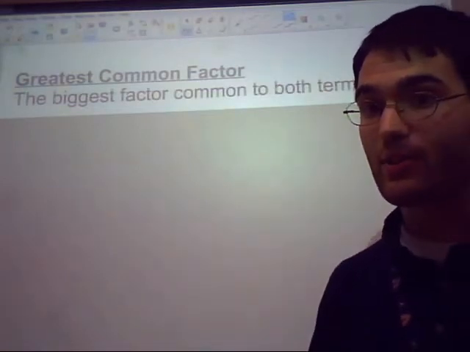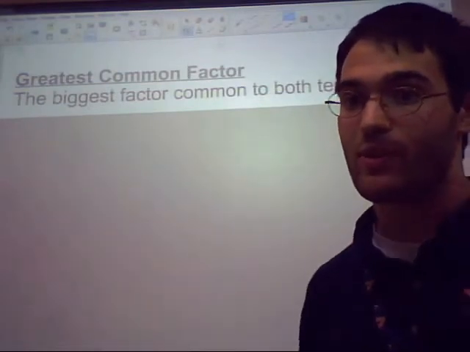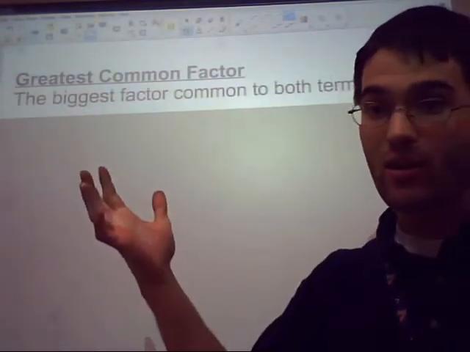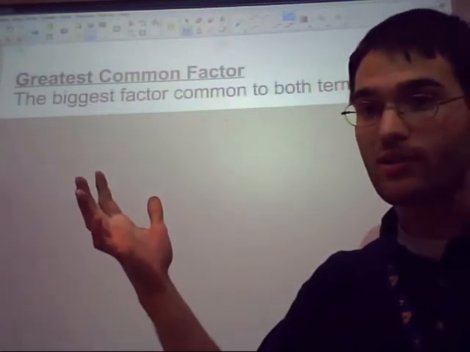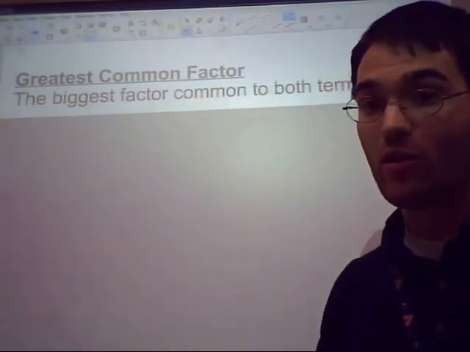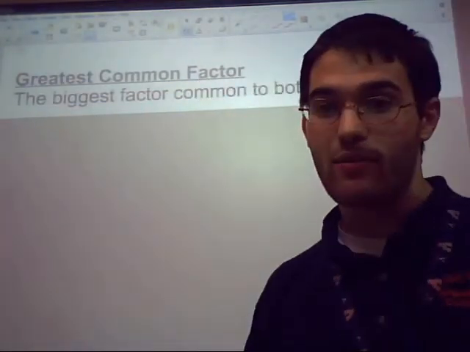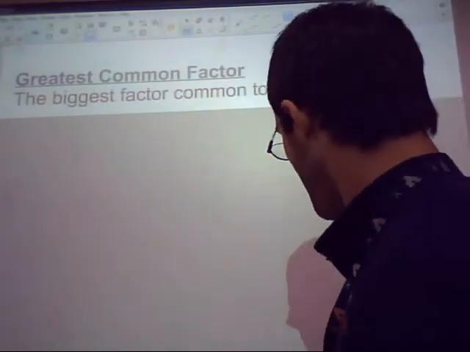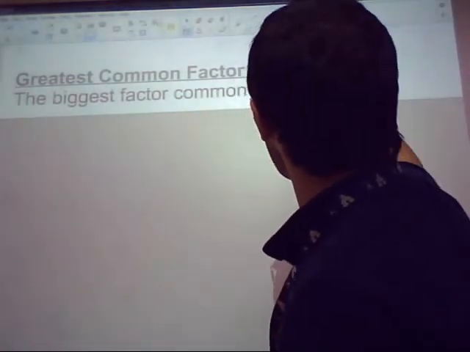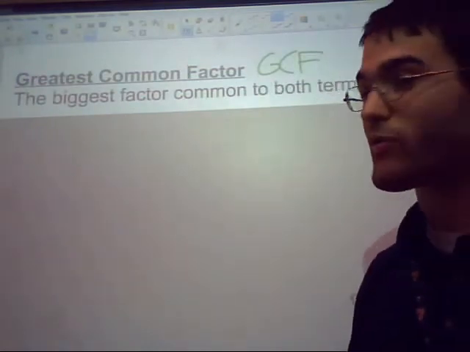Remember, a factor is simply a number that can be multiplied to make another number. So we said the factors of 6 are any numbers that multiply to make 6. 1, 2, 3, and 6 are all numbers that multiply to make 6. So the greatest common factor, and we normally use the abbreviation GCF because it gets to be a bit old to write greatest common factor over and over again.